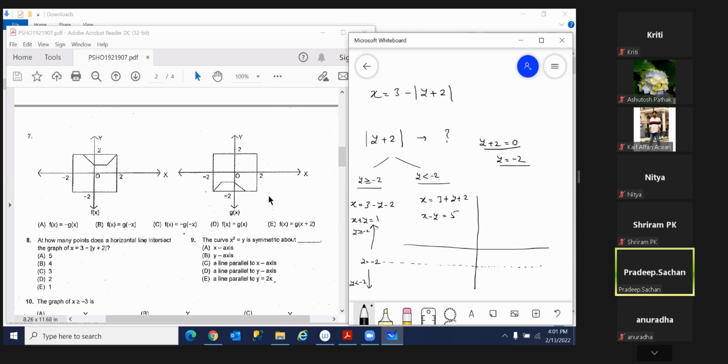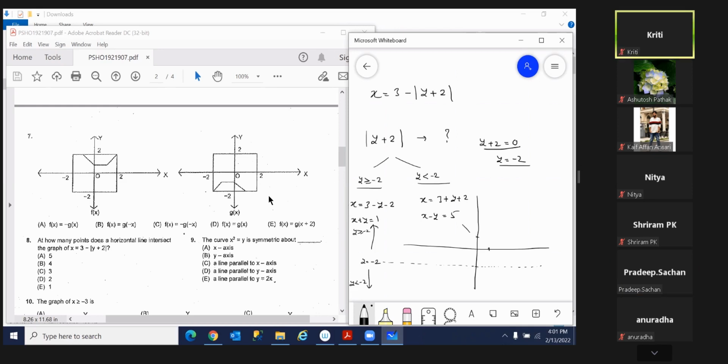Would it be correct if, instead of breaking it out, since we already know how to draw a graph of mod x, instead of drawing it for mod of y plus 2, we draw it for mod of x plus 2, and then 3 minus mod of x plus 2, and then instead of taking a horizontal line, we just count with a vertical line? You can do that. If you know how to draw the graph, then you can do that. Yes. Okay.